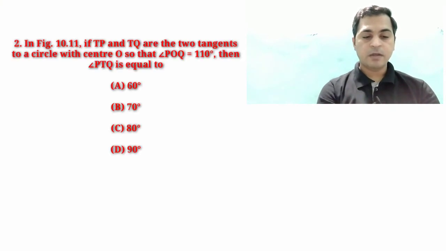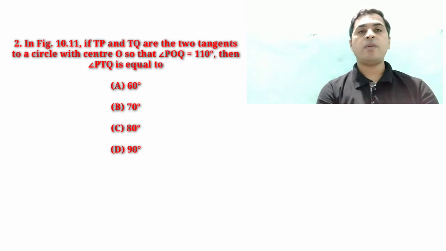In the given figure, I will draw the figure right now. If TP and TQ are two tangents, how many tangents in this question, students? 2. To a circle with center O, so that angle POQ is 110 degree. Then we have to find out angle PTQ. Angle PTQ is equal to A 60 degree, B 70 degree, C 80 degree and D 90 degree.